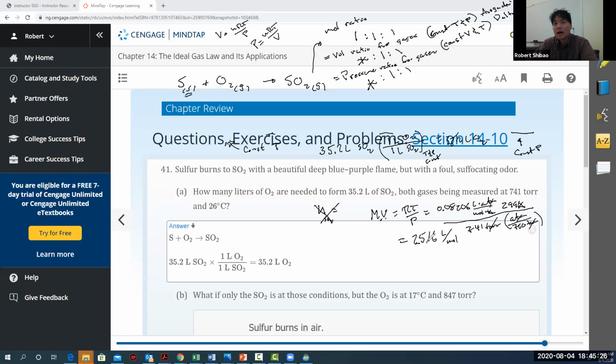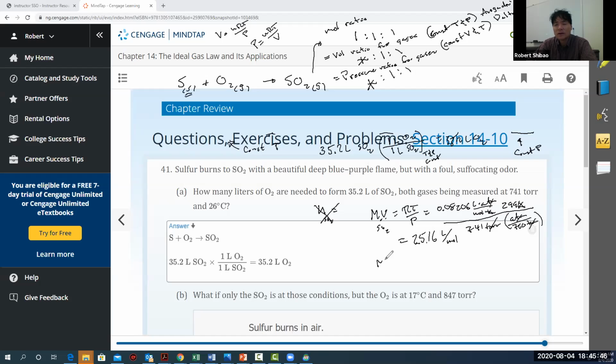So it's a little bit higher than normal conditions. Under normal conditions, it's 24.5. This is a little bit higher volume because the temperature is 1 degree warmer, but the pressure is a bit lower, 741 torr versus 760 torr. And so this is the molar volume of the SO2.